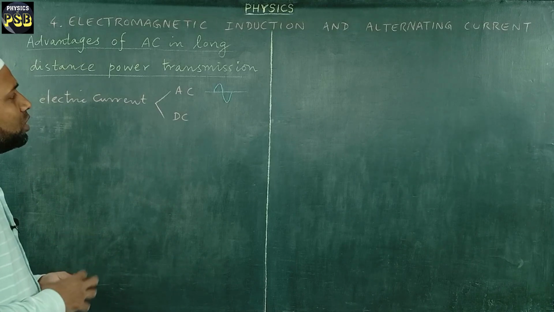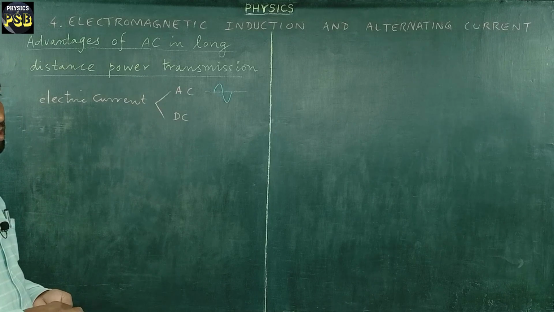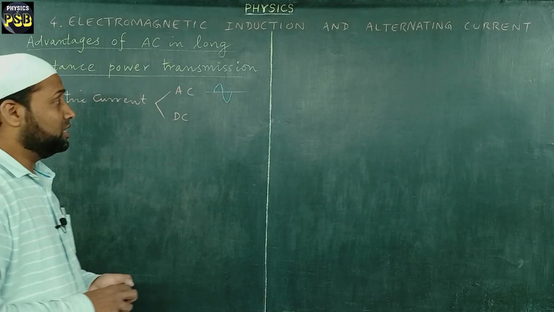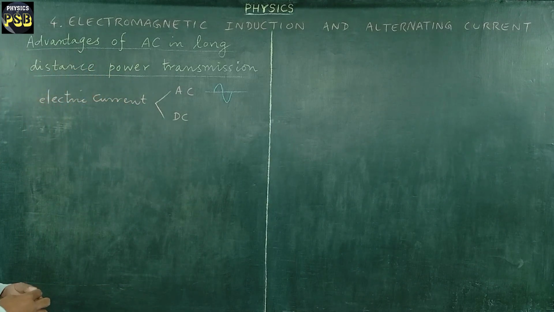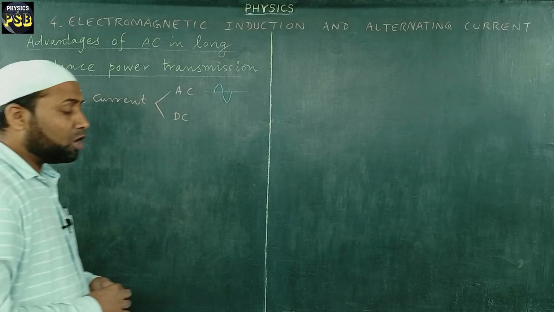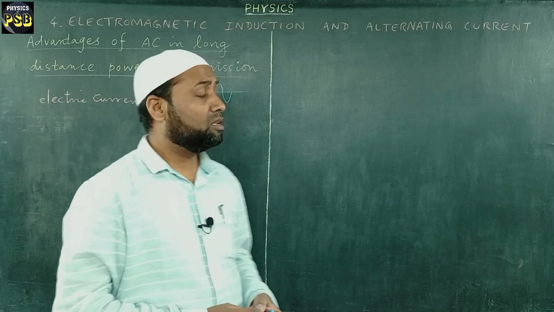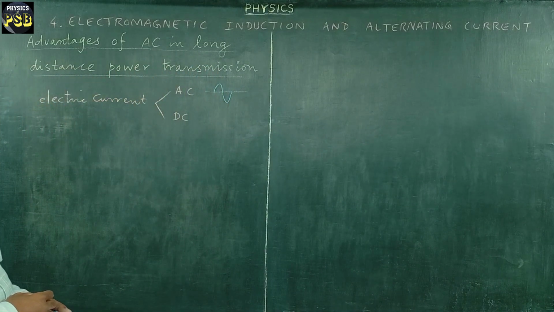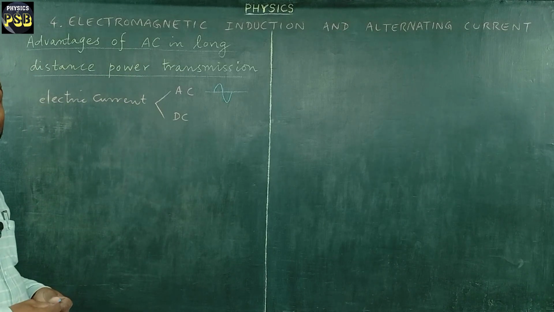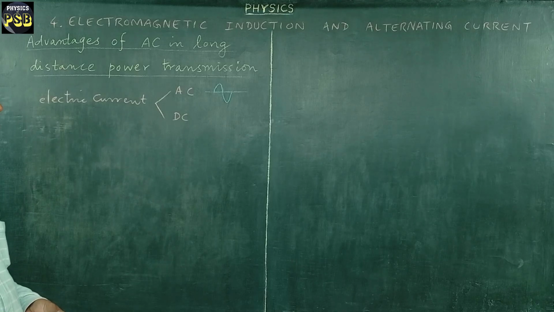Now, what are the advantages of alternating current in a long distance power transmission? Let's discuss that here. Before going ahead, let me tell you one thing about the alternating current. When I talk about alternating current, it is very easy to produce it. And second, the voltage of alternating current can be increased or reduced easily with the help of transformers.